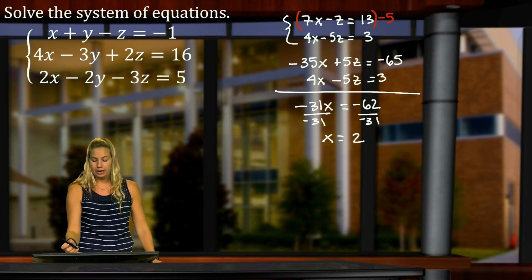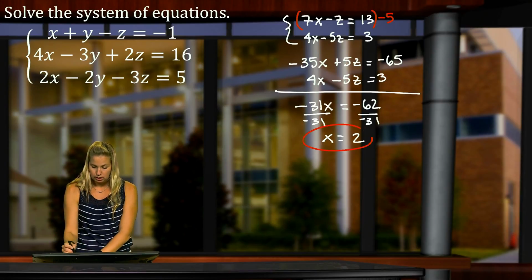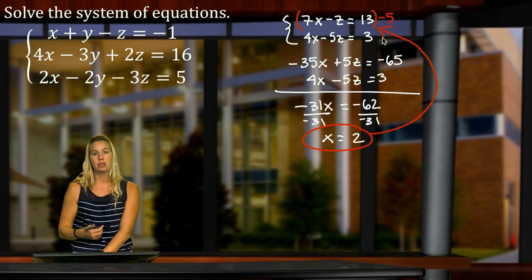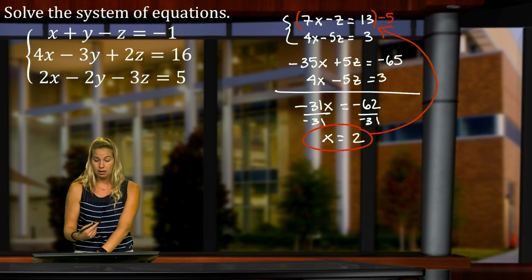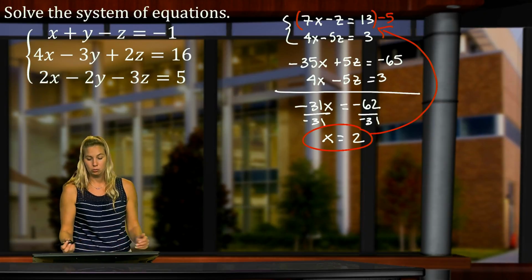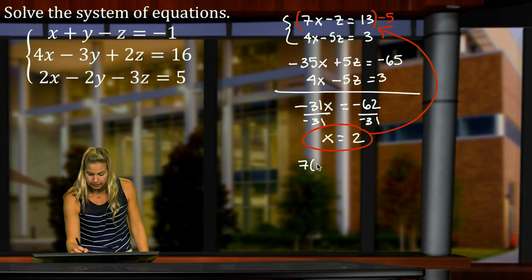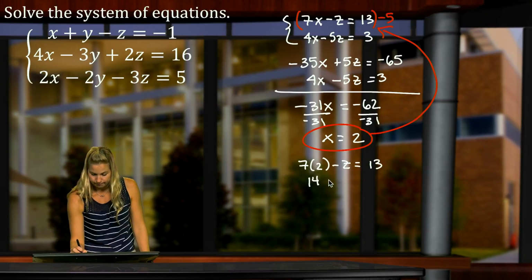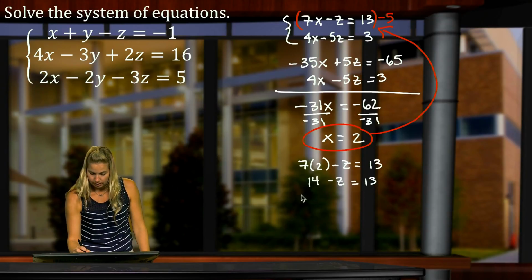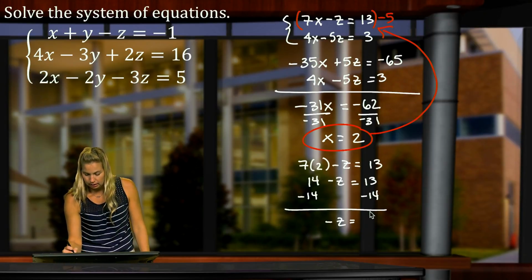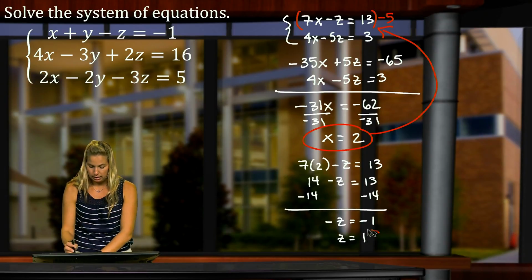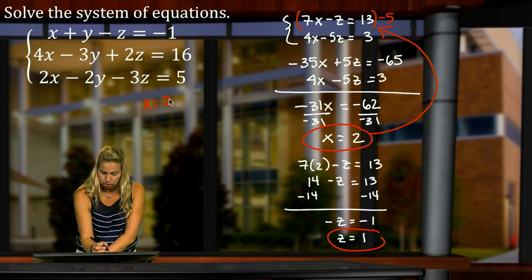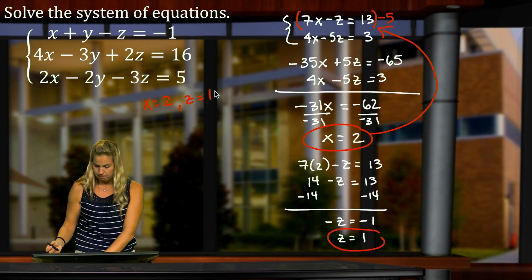Now to find our next variable, we're going to take x equals 2, and we're going to substitute it back into one of those two equations with x and z. I'm going to use 7x minus z equals 13. So 7 times 2 minus z equals 13. Subtract 14 from both sides. Negative z equals negative 1. So z equals positive 1. So now we have x equals 2. We've got z equals 1.